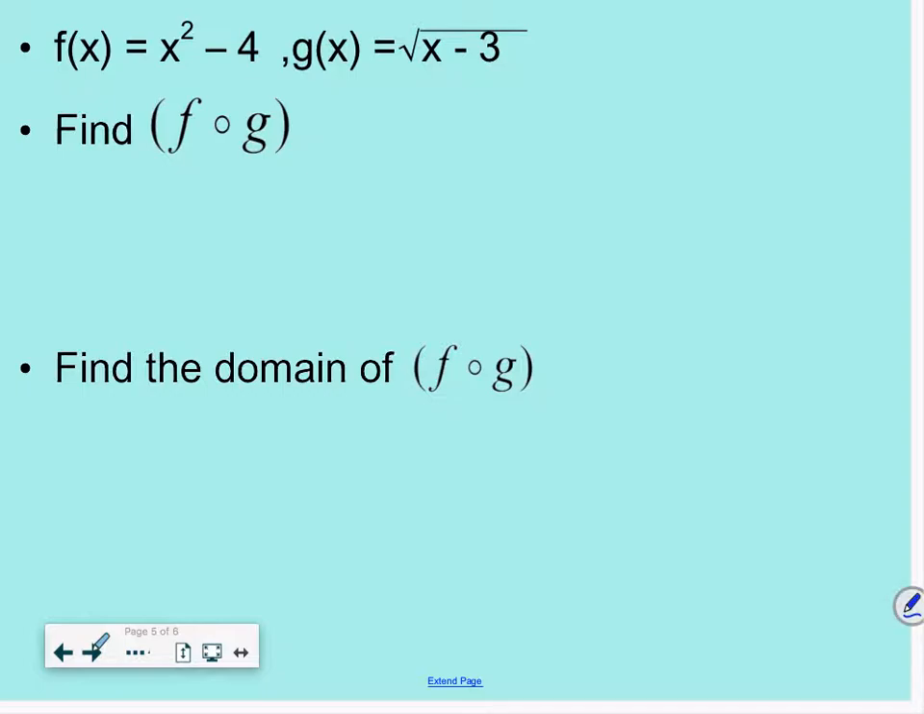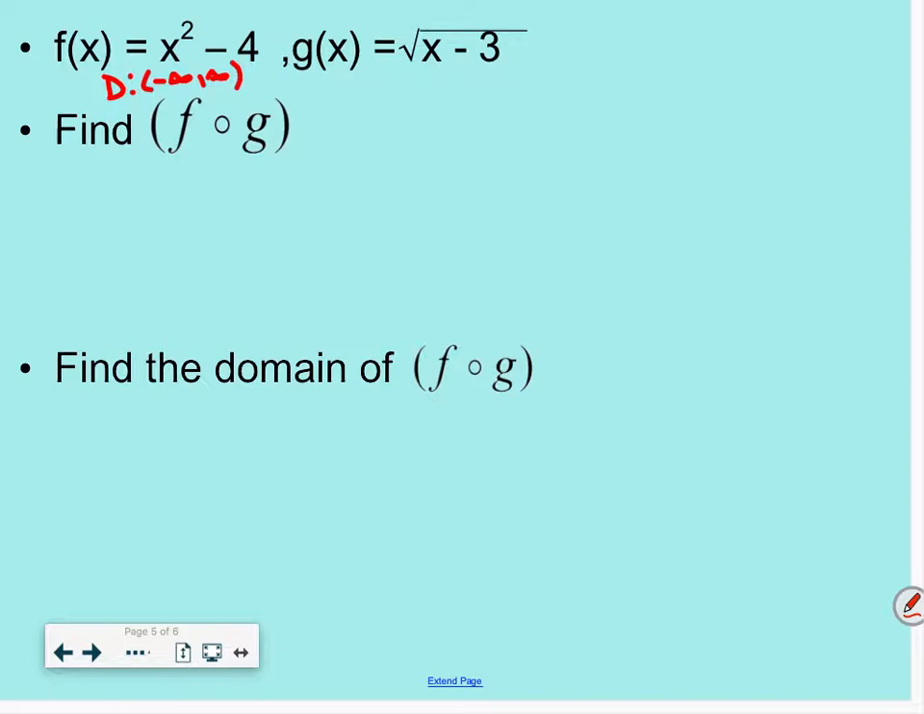Here's also where your transformation of functions will come in handy. x squared minus 4. That's a parabola shifted down 4. We know that the domain of any parabola is all real numbers, right?